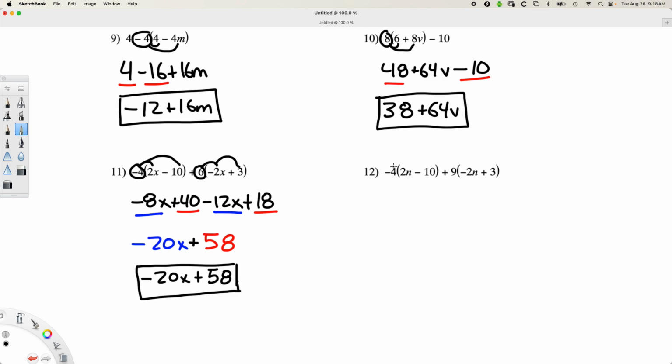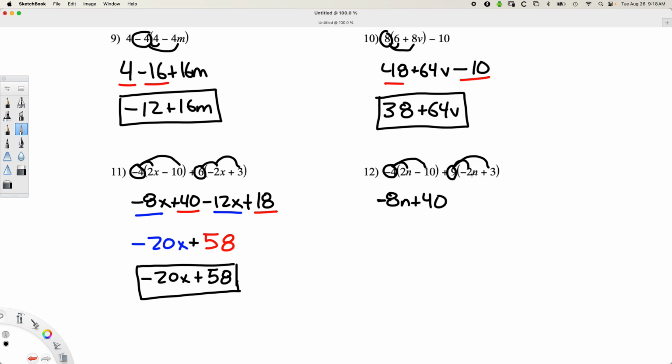Our final problem, we take our negative 4 and we're going to distribute it to our 2n and to our negative 10, and our positive 9 and distribute it to our negative 2n and to our 3. So negative 4 times 2n would be 8n, but a negative times a positive is a negative. A negative times a negative is a positive, and 4 times 10 would be 40.